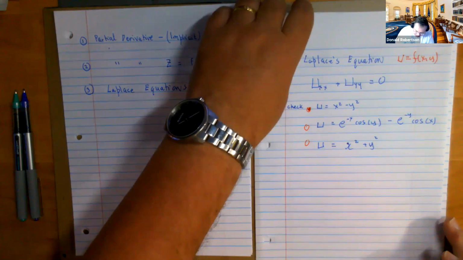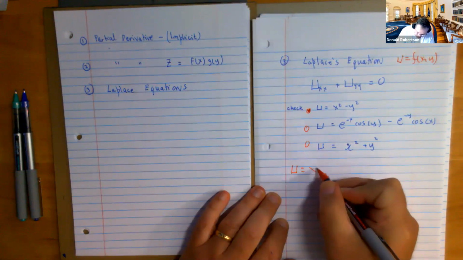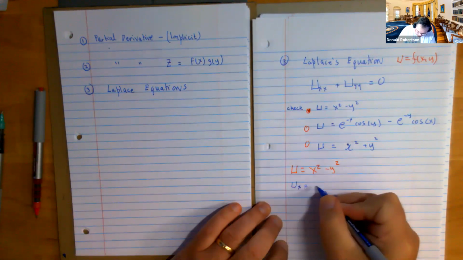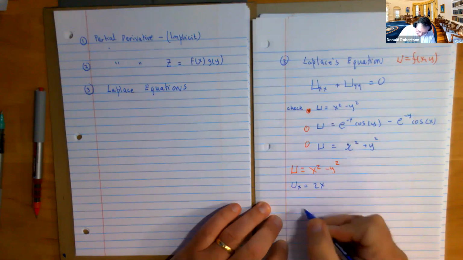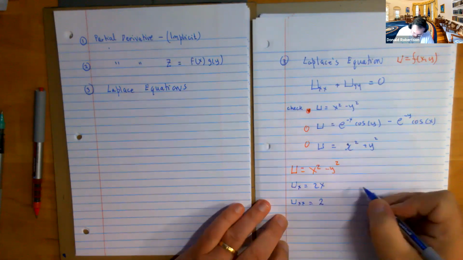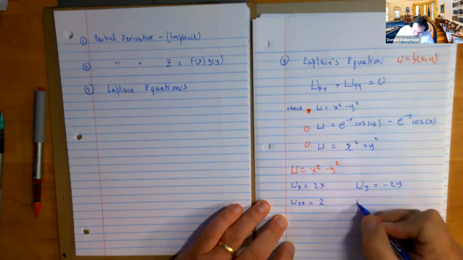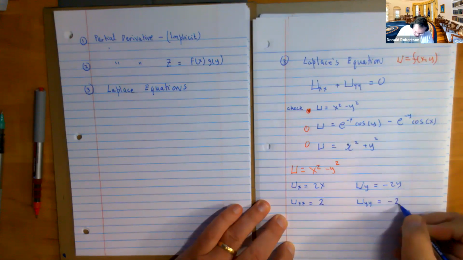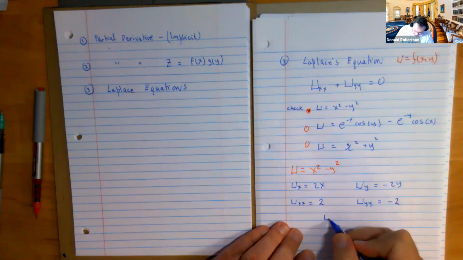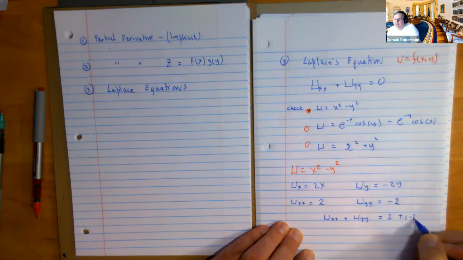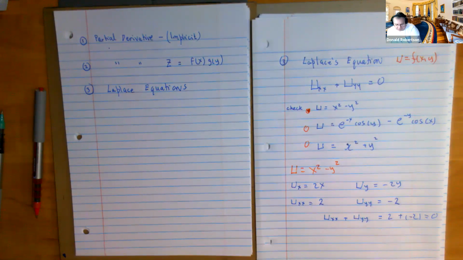I'm going to pick the first one and we'll check it out. So, first partial derivative with respect to x, second partial derivative with respect to x. First partial derivative with respect to y, second partial derivative with respect to y. Would you agree in this particular question, it works? So x squared minus y squared is one of the many, there's an infinite number, solutions to Laplace.